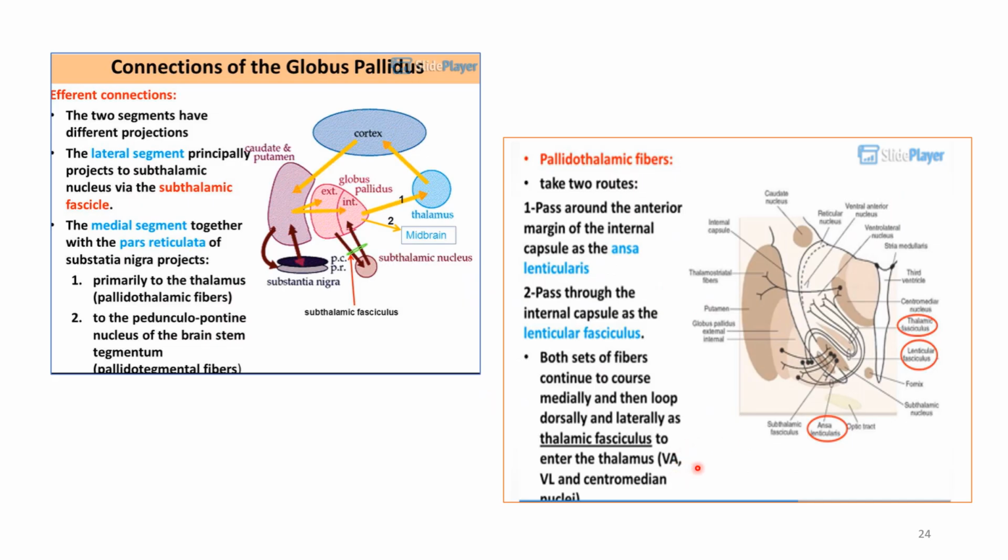So in the previous slide, I said ventro-anterior, ventromedial nucleus. That is wrong. You concentrate on here. So it is projected to the motor nuclei, that is ventro-anterior, ventrolateral, and to the centromedian nucleus. Okay. The centromedian nucleus is a non-specific nucleus. So these are the afferent and efferent connections of the globus pallidus.